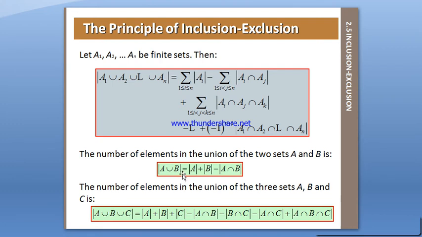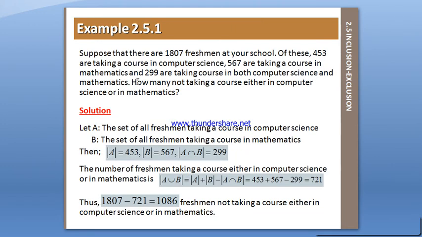For the case of two sets, it is mod A union B equal to mod A plus mod B minus mod of A intersection B. This can be extended to 3 sets or 4 sets or any number of sets. Now using this, let us have a problem. Suppose there are 1807 freshmen at your school. Of these, 453 are taking a course in computer science, 567 a course in mathematics, 299 a course in both. How many are not taking a course in either computer science or mathematics?